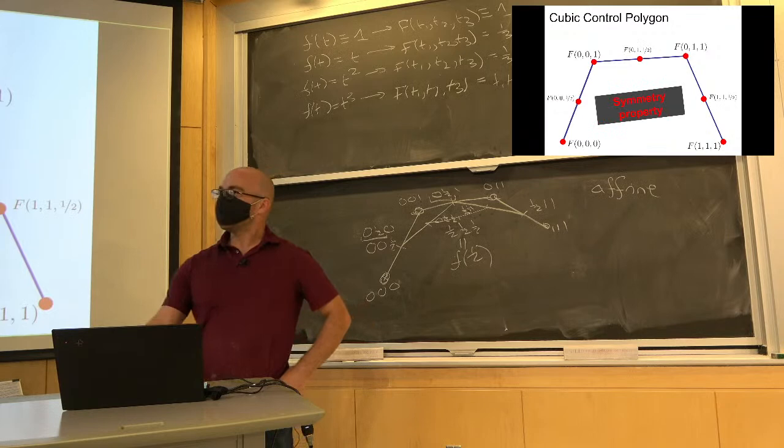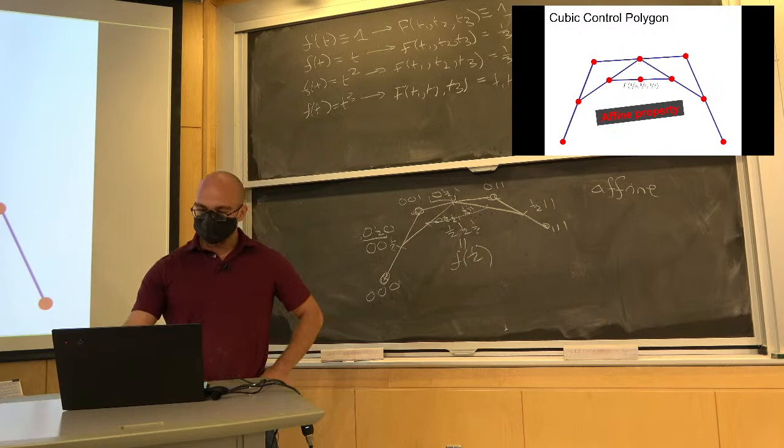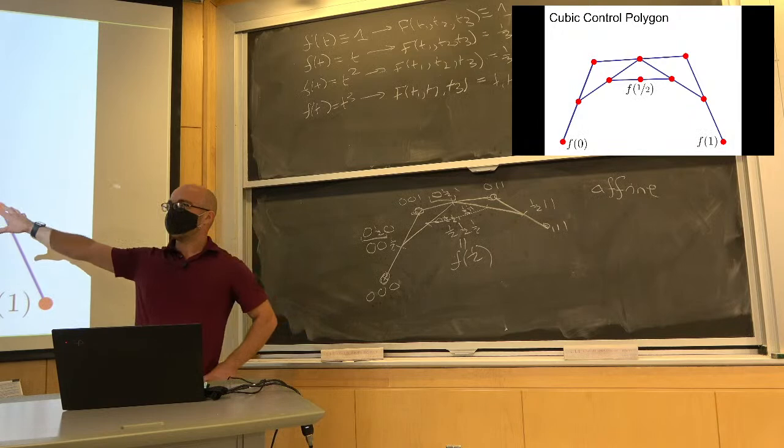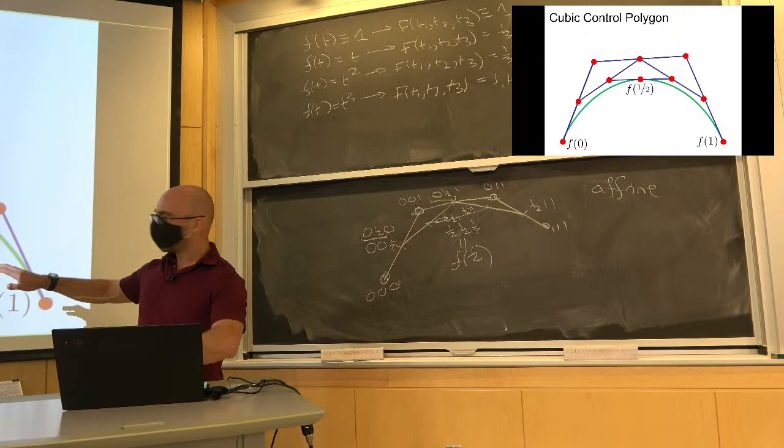Now we drew more line segments and divided it in half again, and then a third time. And so essentially, given f of 0 and f of 1, we now have f of 1 half, which is another point on our curve. And indeed, if I draw our curve, ta-da, it goes to that point.